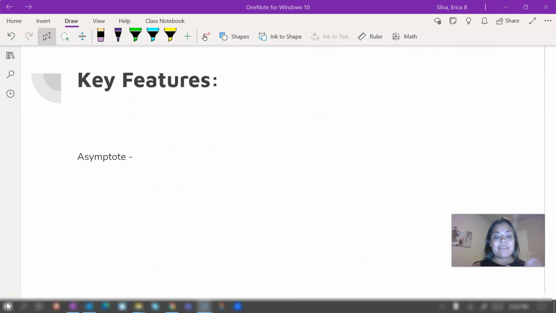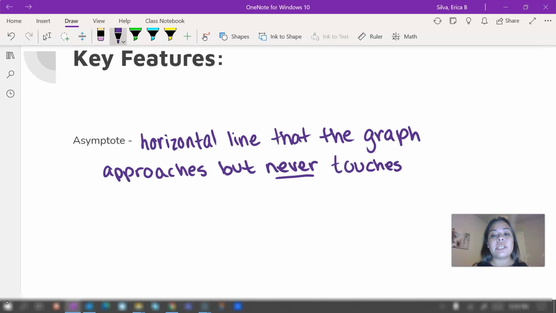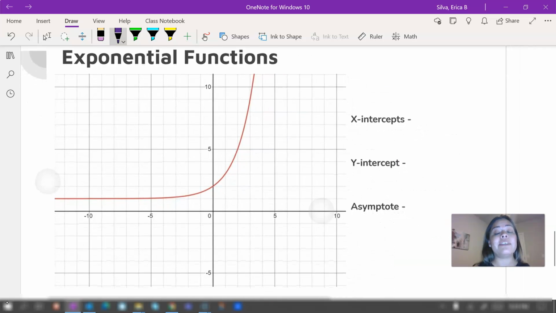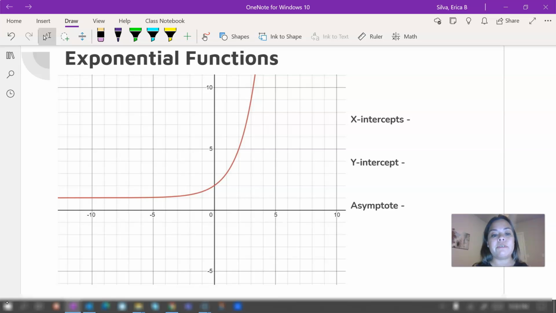So the next key feature that we'll be looking at is the asymptote. Asymptote is that horizontal line that the graph approaches but never touches. Now, we looked at horizontal lines. We'll be looking at some vertical lines later on in the year, but for now, we'll stick with the horizontal. So let's look at how we find our asymptotes in exponential functions.